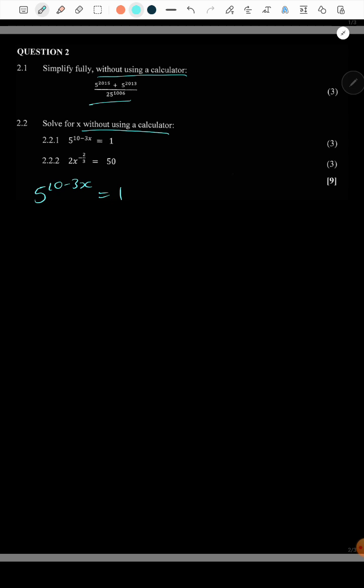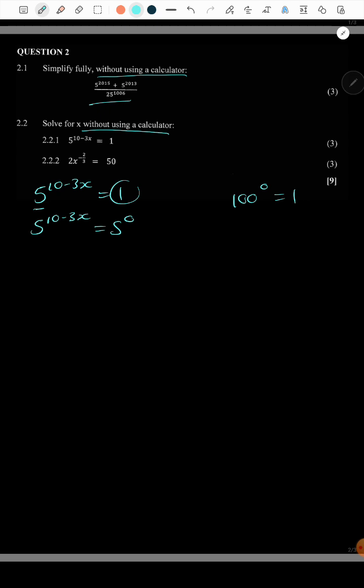So what is it that we can do? We are given a 1 there on the right hand side. Remember, there is a law that tells us that every number raised to the power 0 is equal to 1, meaning that if I have 100 raised to the power 0, this number is going to be equal to 1, meaning that we can also do that with a 5, because we have a base which is 5. We can introduce another base of 5 but raised to the power 0. So that means we're going to have 5 to the power 10 minus 3x, which is equal to 5 to the power 0. 5 to the power 0 is indeed equal to 1.